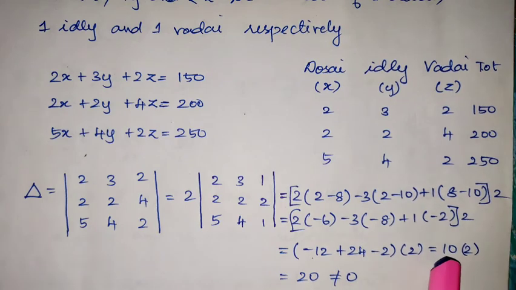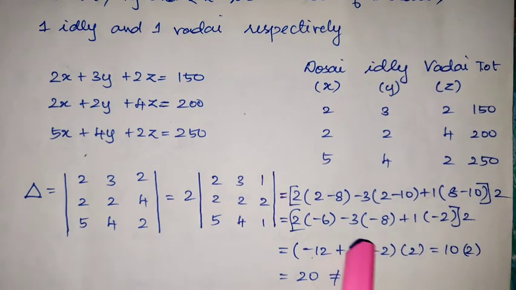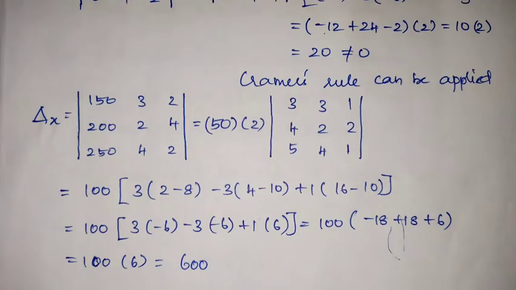So totally we have minus 10 into 2, which is minus 20, which is not equal to 0. So Cramer's rule can be applied.